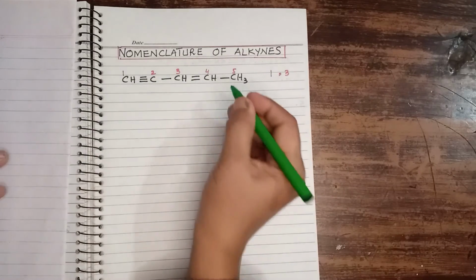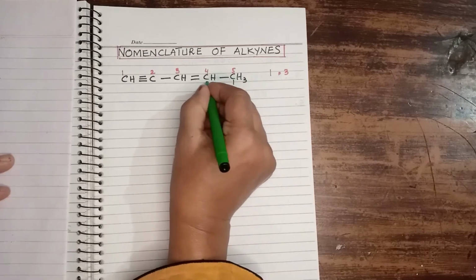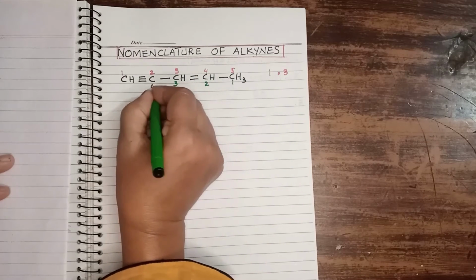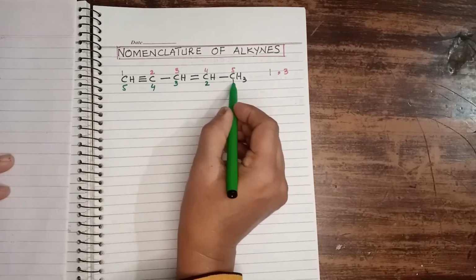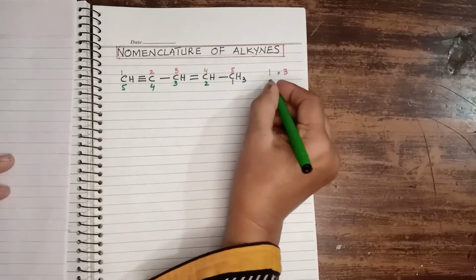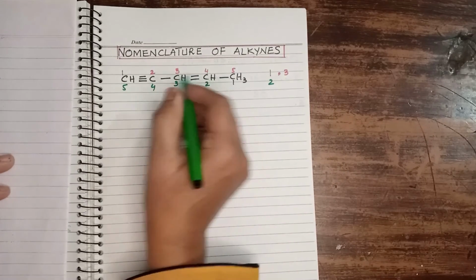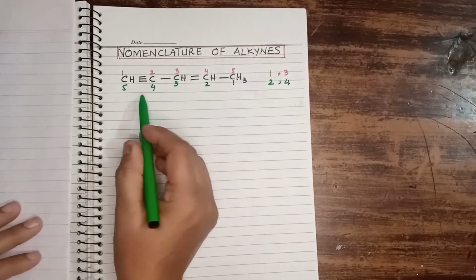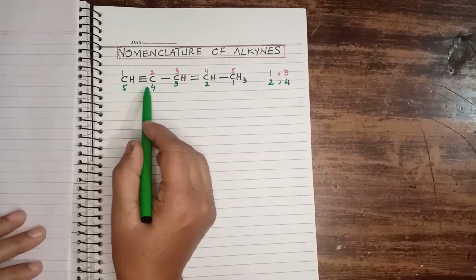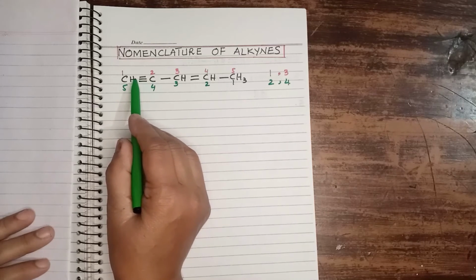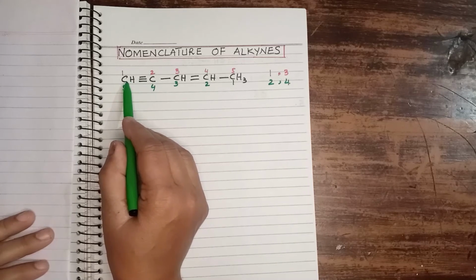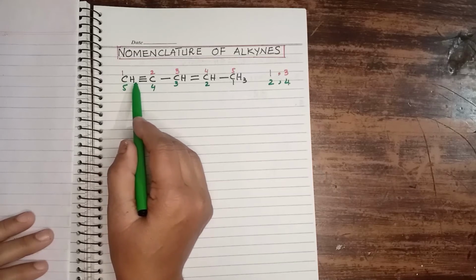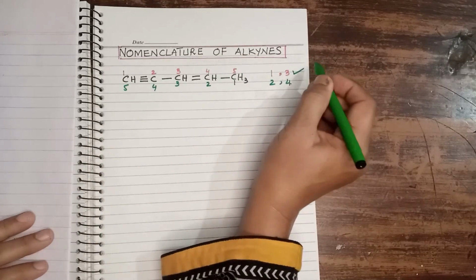Similarly, if we do the numbering from the right hand side, 1, 2, 3, 4, 5, carbon number 2 forms the double bond, while carbon number 4 forms the triple bond. Now in this case, students, since the triple bond is close to the terminal carbon, it must be preferred for numbering. So this is the correct way of numbering.